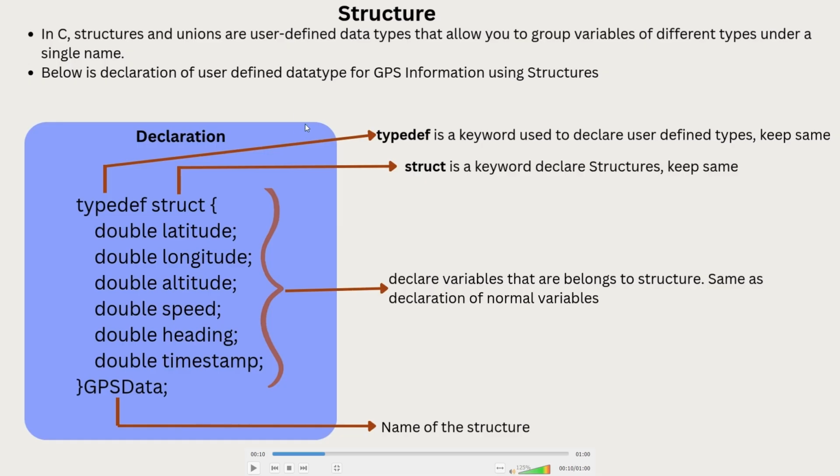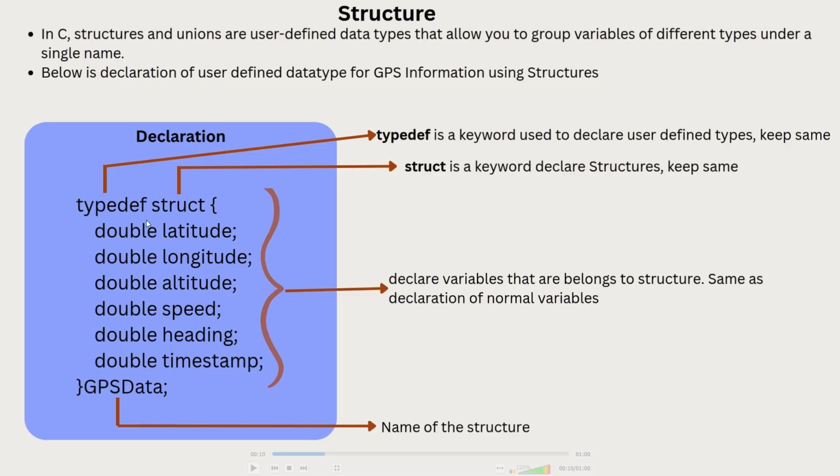So below is the GPS data, like we have declared a structure for the GPS data. Let's discuss this. So first you see the typedef. Typedef is a keyword which is used to declare user defined data types. So you are giving type definition, new type definitions. We will be using this typedef in many places. Today we will discuss usage of this typedef to declare a structure.